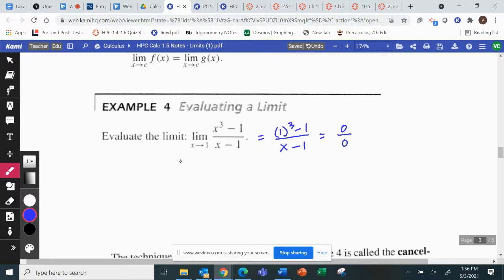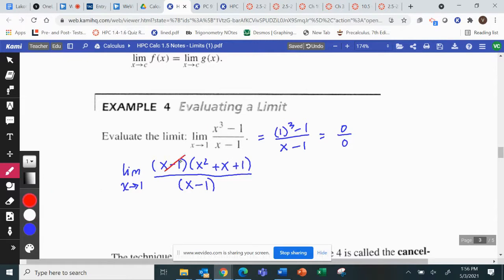So what if I factored x cubed minus 1, and I did x minus 1 times x squared plus x plus 1. That's a difference of cubes. Then I have x minus 1 on the bottom. What if I factored it? And then we talk about what we did in section 2.6. What could happen after I factor it? Let's cancel. So now I'm looking at the limit as x approaches 1 of x squared plus x plus 1, okay?